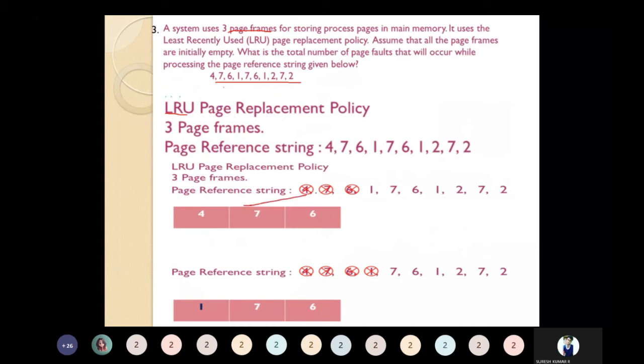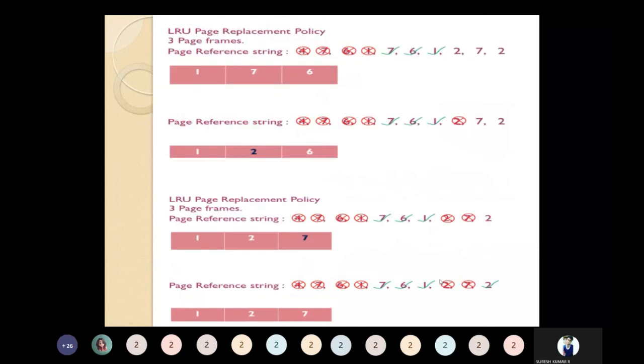So 4, 7, 6: the first three are inserted at the initial stage. Next one comes here. So among 4, 7, 6, 4 alone has not been used for the longest time. That is, it was used only the first time. That's why 1 is put in the place of 4. So 1, 7, 6. Next 7, 6: both are present. And 1 is also already present. 7, 6, 1.